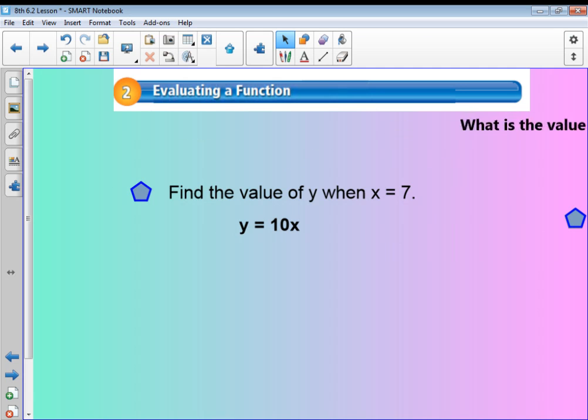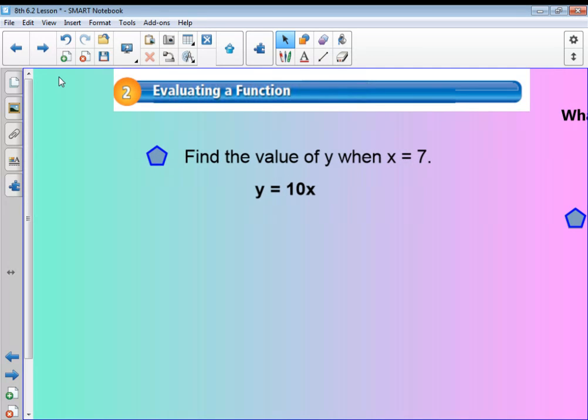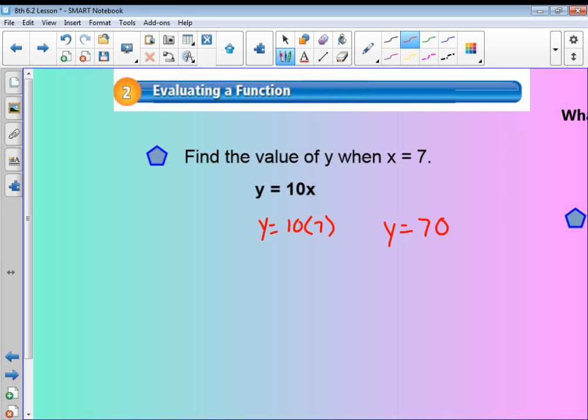Okay, so let's try another one. Find the value of y when x is 7. So we're going to put a 7 in place of this. y equals 10 times 7. So we get y equals 70. If they wanted our coordinate pairs, we would say, well, x was 7, y was 70. Or our input was 7, our output was 70. Because sometimes they'll extend it on that also.